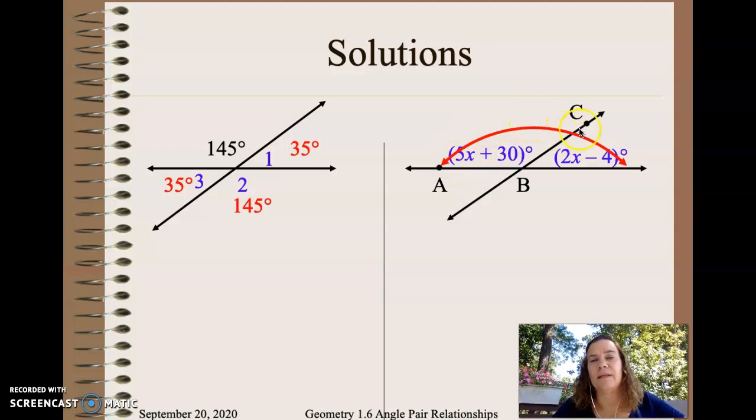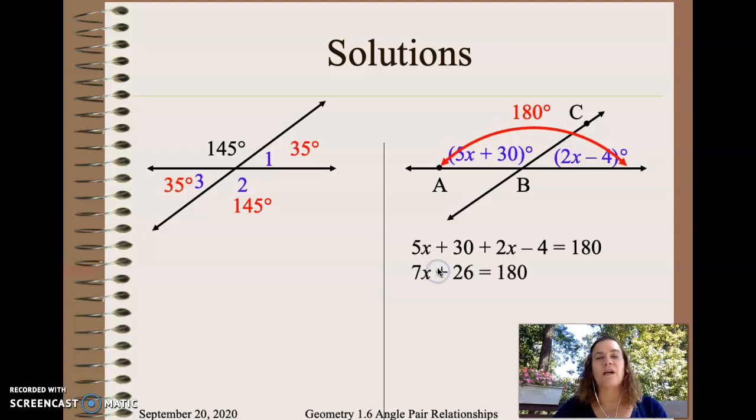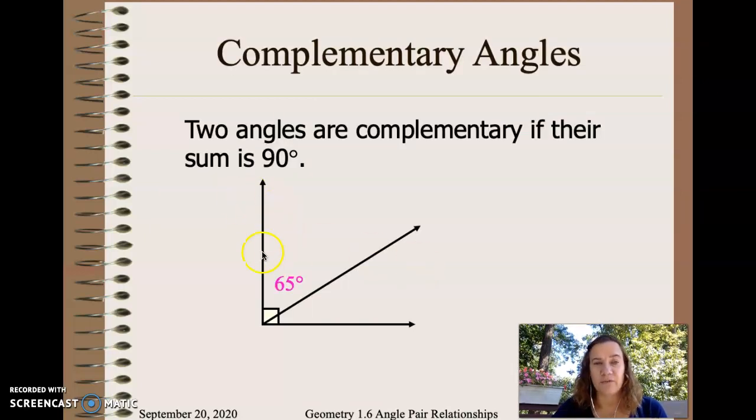Angle ABC and angle CBD are a linear pair. That means the two of those add up to 180. So 5x plus 30 plus 2x minus 4 equals 180. Solving for x, we get 22. Not the answer, the value that's placed in for the x. We get ABC as 140, and the other answer is 40.